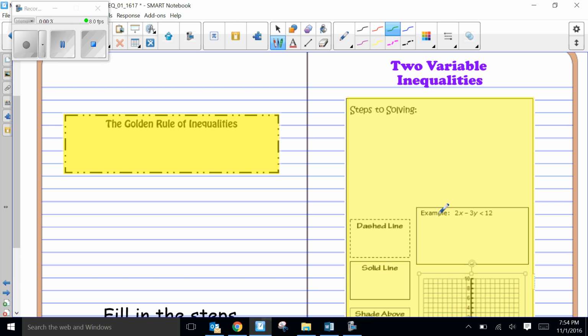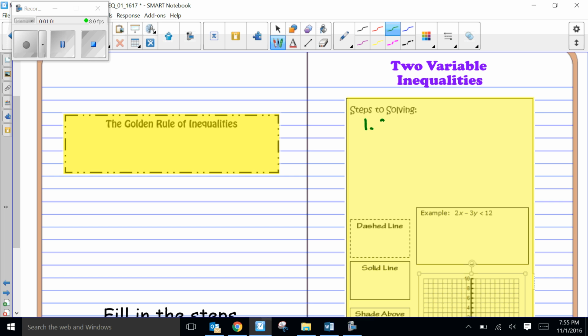Okay, so we're going to look at the example given to us. 2x minus 3y is less than 12. We're going to go through each step that we need to go through to graph this inequality and to shade to represent the inequality. Okay, so step one. Step one is to actually determine the boundary line.